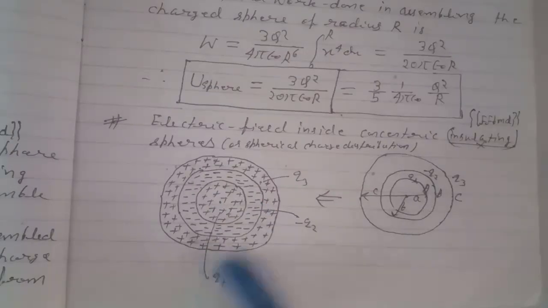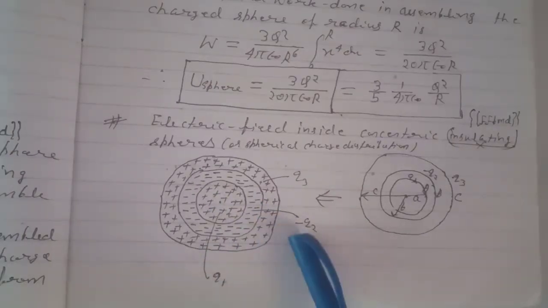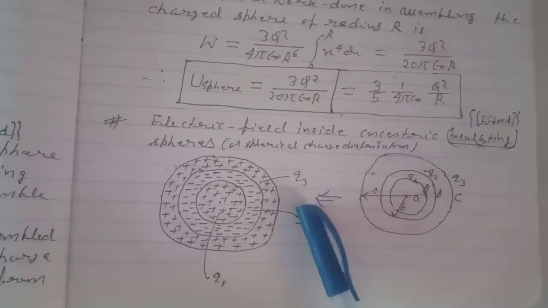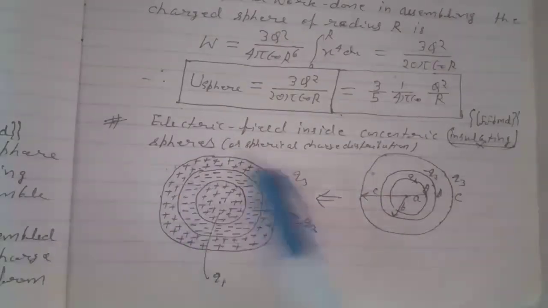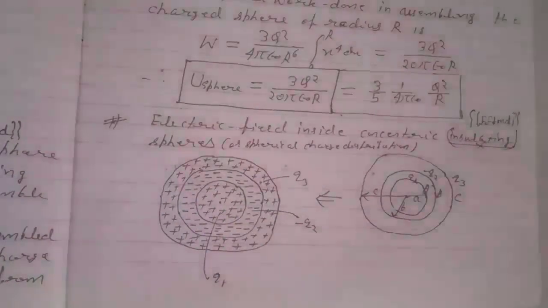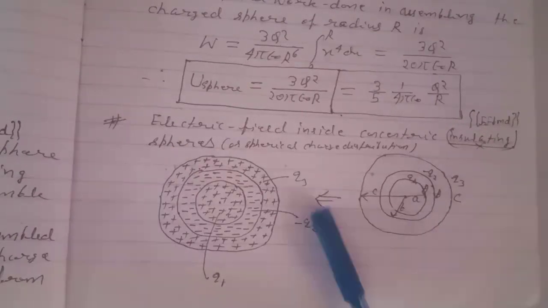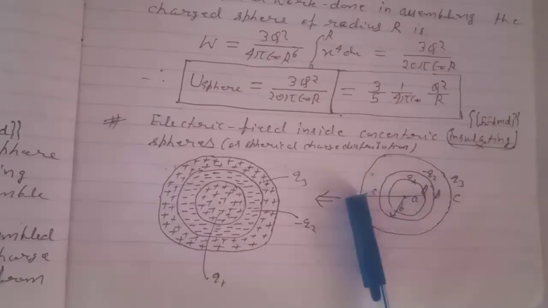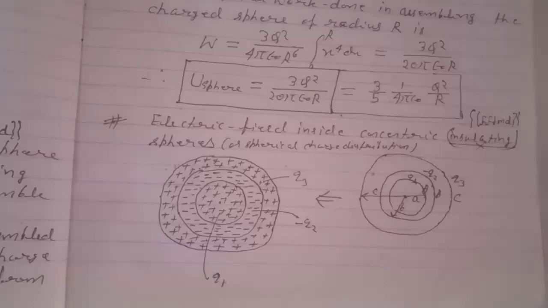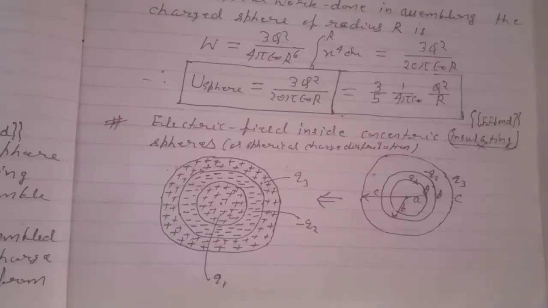The innermost sphere has charge q1, then the next has charge minus q2, and the last sphere has charge q3. Then we have to find the electric field intensity at different points due to these spheres, inside point or outside point. The radius of inner sphere is a, the second sphere is b, and the outer sphere is c. So we can use Gauss's law to calculate the electric field at different points.